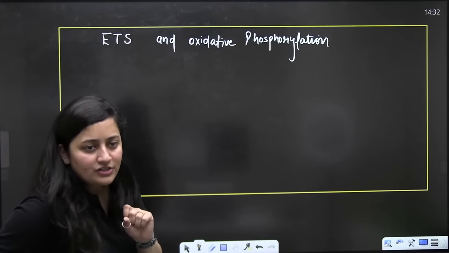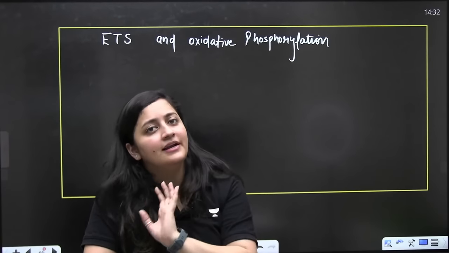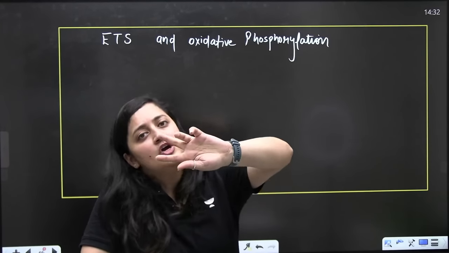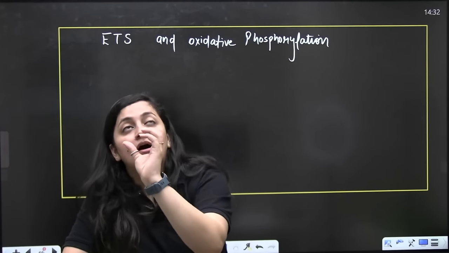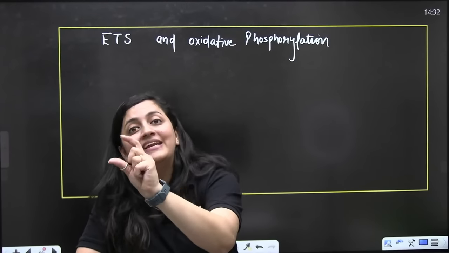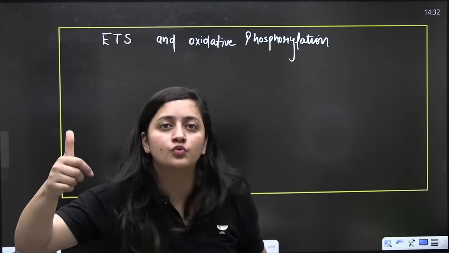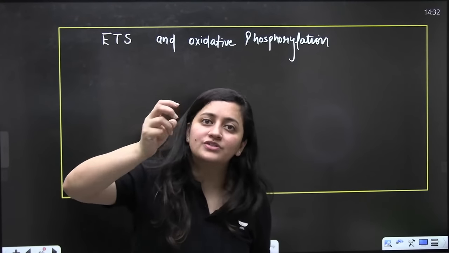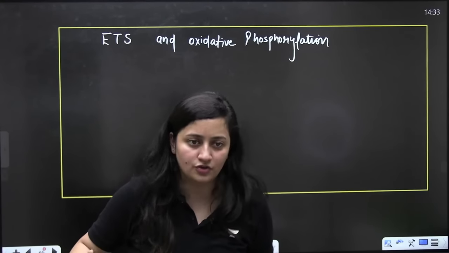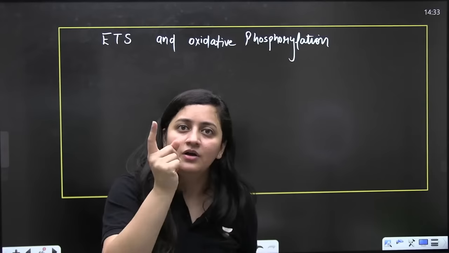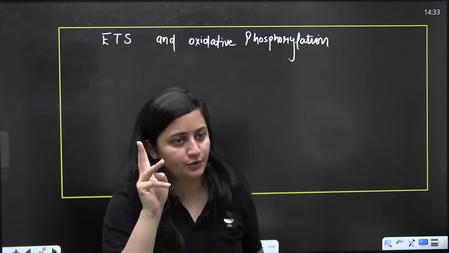Remember, FADH and FADH2 are not the same. NADH and NADH2 are not the same; the only difference is of 2 electrons and 2 protons. In photosynthesis we talk about NADPH. Here in respiration we talk about NADH. When it is NADH2, it means 2 protons and 2 electrons are added. When it is NADH, 1 electron and 1 proton is added, that's all. When it is NADPH, 1 electron and 1 proton is added. When it is NADPH2, 2 electrons and 2 protons are added.